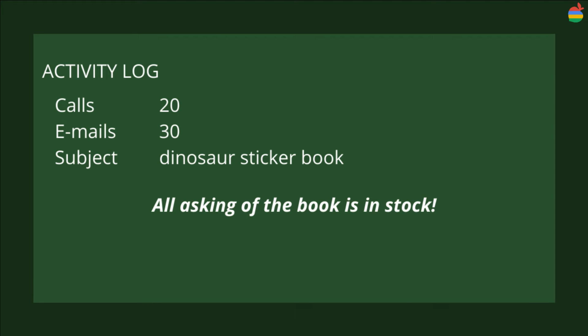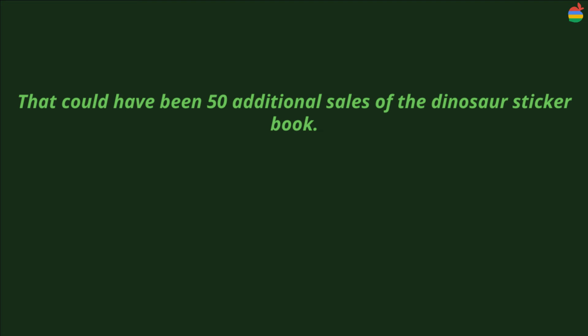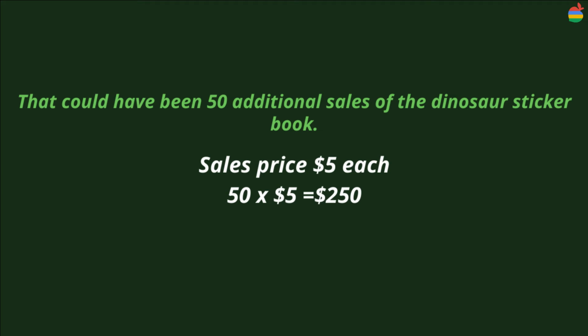You review your activity log for the month and see that you received 20 phone calls and 30 emails asking about the dinosaur sticker book. That could have been 50 additional sales of the dinosaur sticker books. These sell for $5 each. So that means you have lost $250 in sales.